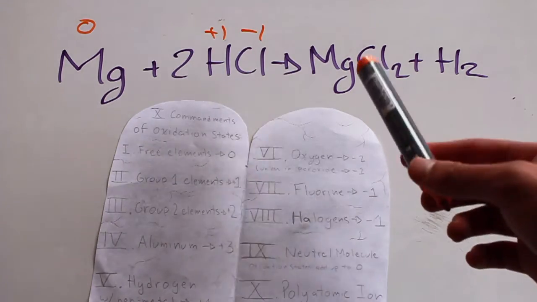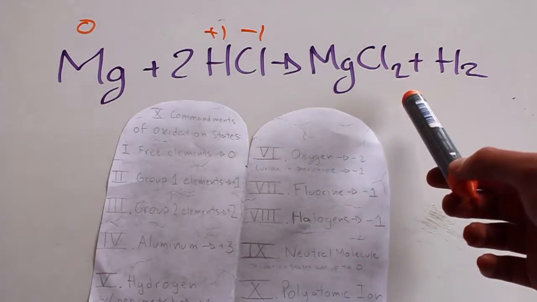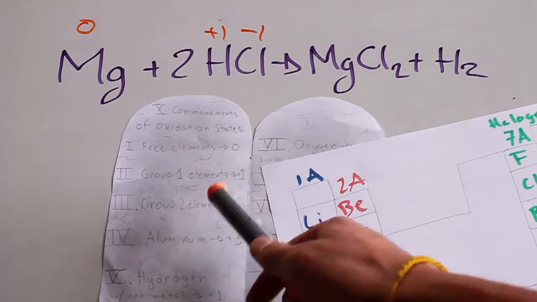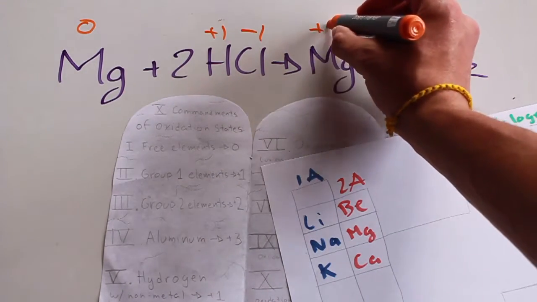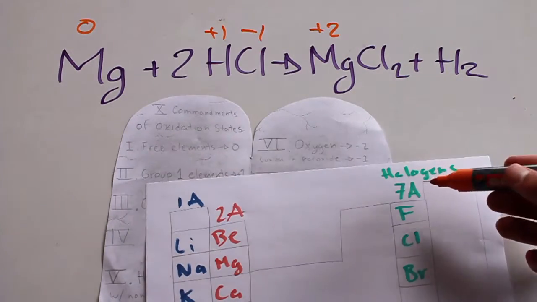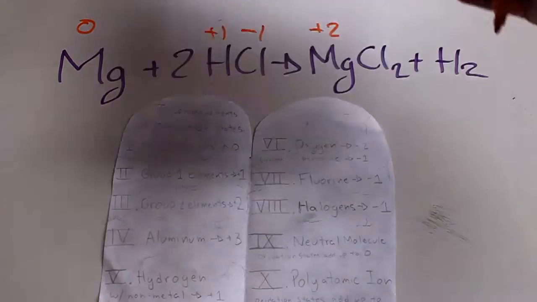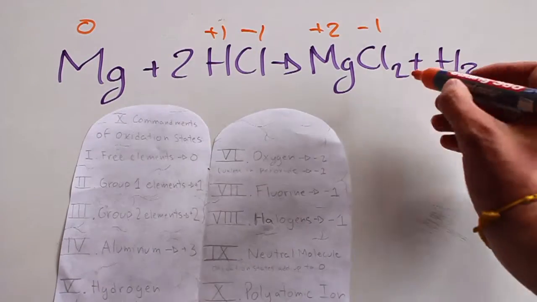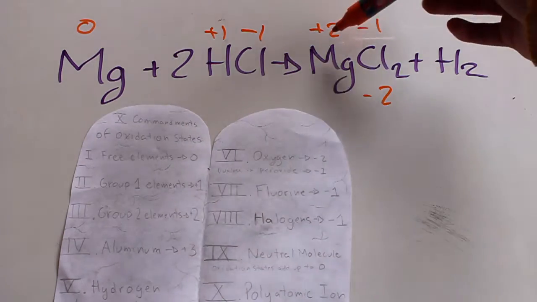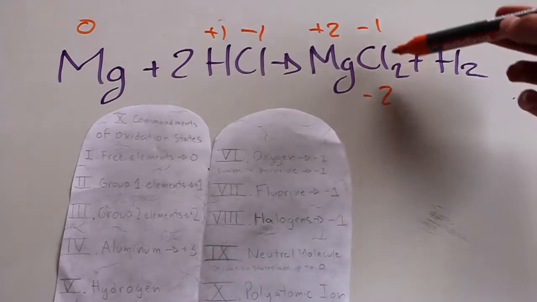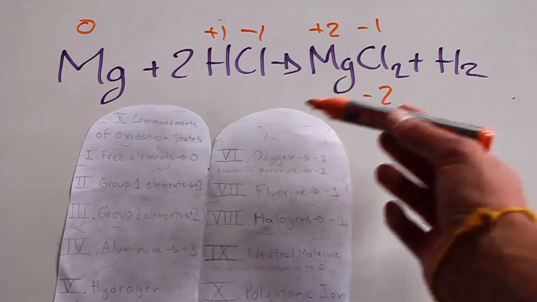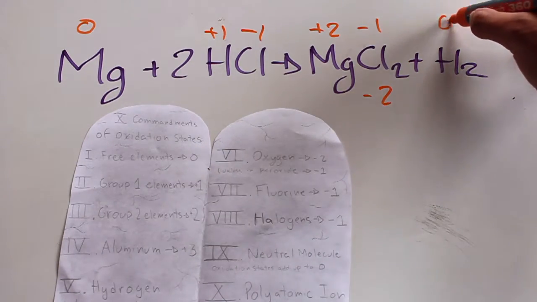On the other side, we have magnesium being bonded with chlorine, and magnesium is a group 2 element. So according to rule number 3, it will have an oxidation state of +2. And chlorine is a halogen, so therefore it will have an oxidation state of -1. Because we have 2 chlorine atoms, that will be -2, and as we can see, the charges add up to 0 because it is a neutral molecule. And hydrogen, in this case, is alone, so it is a free element, and the oxidation state will be 0.